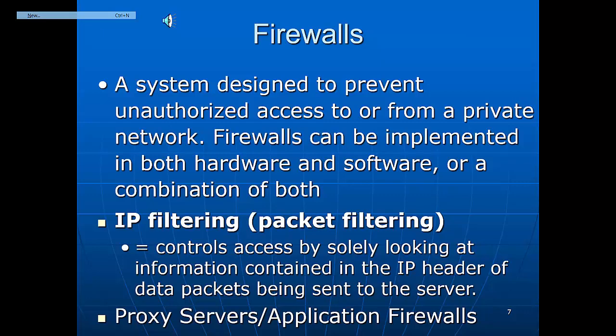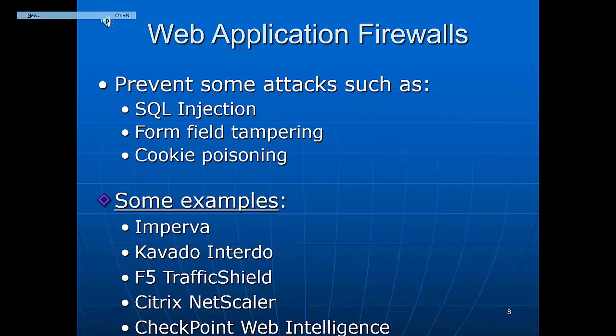Others are more oriented towards the application itself, and they're referred to as proxy servers or application servers. You've probably experienced that when you've logged into the library.csusb.edu. It takes authentication to access, and you're basically going through a proxy server there. Web application firewalls look at things like, if it's associated with a database, SQL injection, form field tampering, cookie poisoning, and, like I said, a ton of options are available. Here's a few examples.